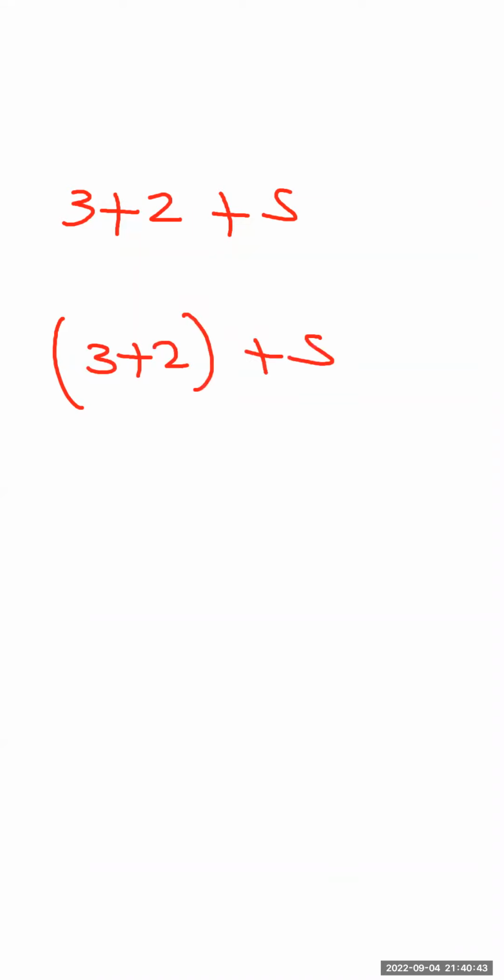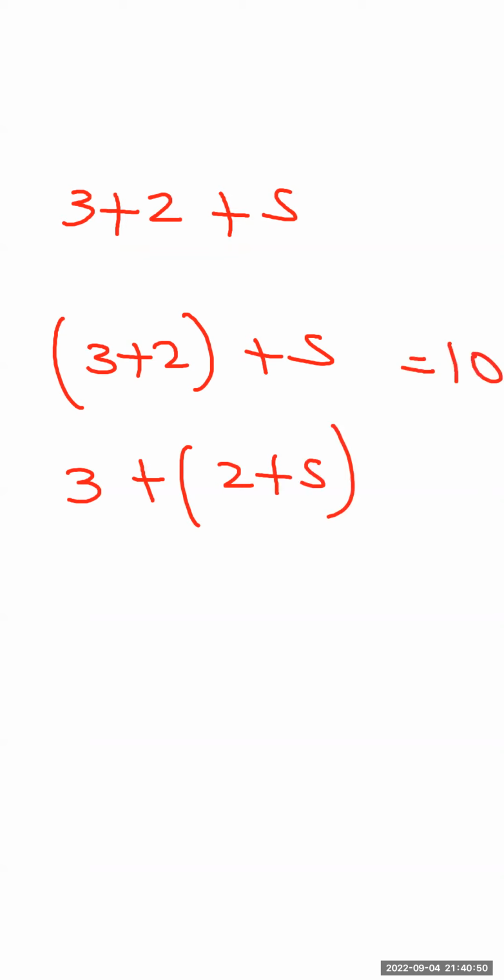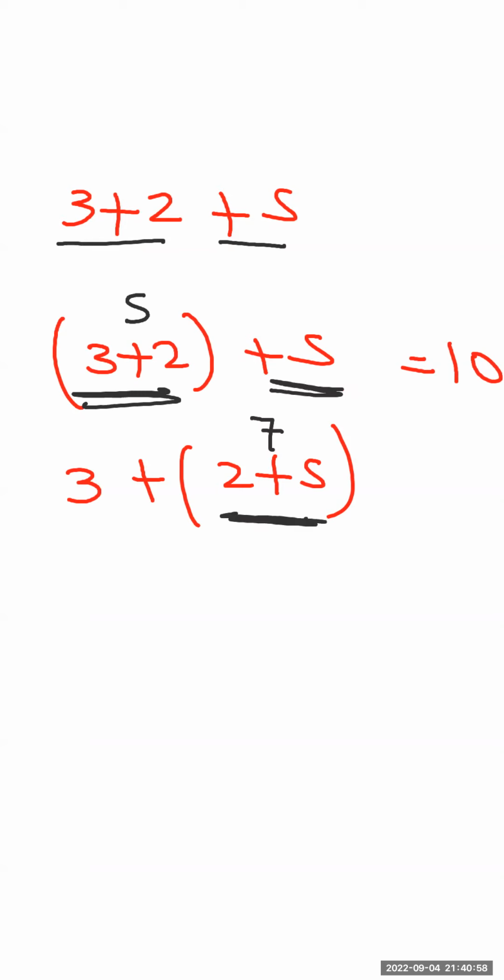A simple example without roots, okay? If it's 3 plus 2 plus 5, by the associative property we can group 3 plus 2 first, then add 5, or 3 first, then plus 2 plus 5. In all cases, the result will equal 10. Right, guys? 3 plus 2, 5 plus 5, 10. 2 plus 5, 7 plus 3, 10. Correct? Correct. So the associative property is to group 2 numbers, whatever, the first 2 or the second 2.